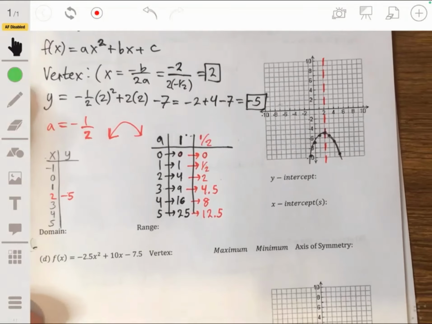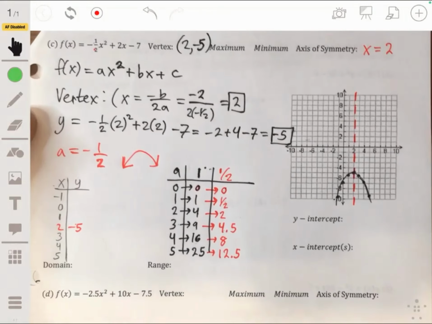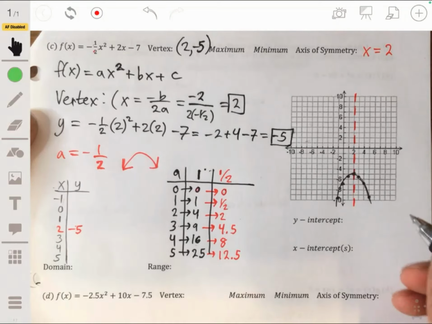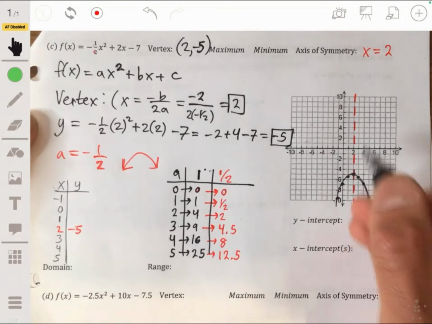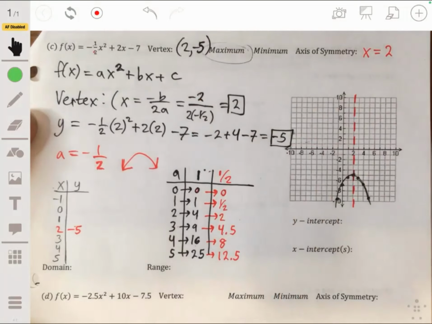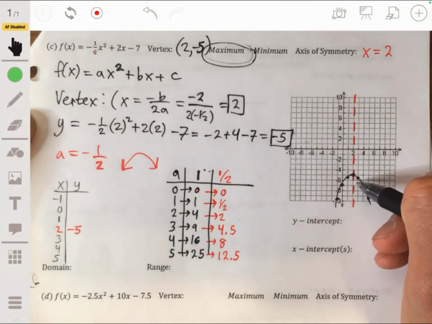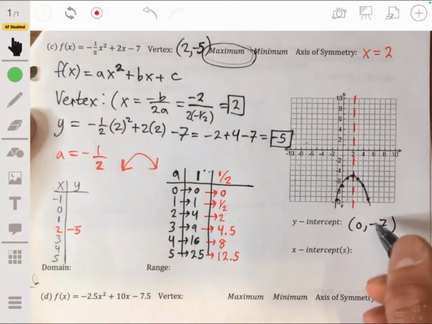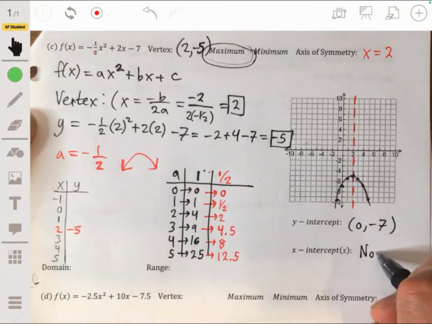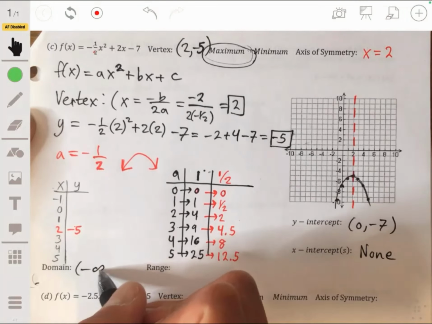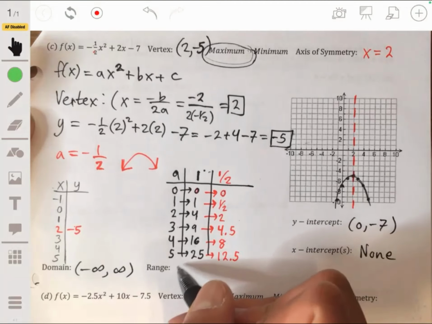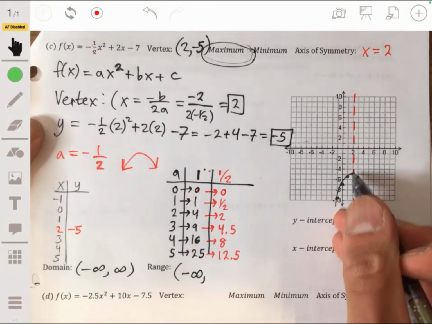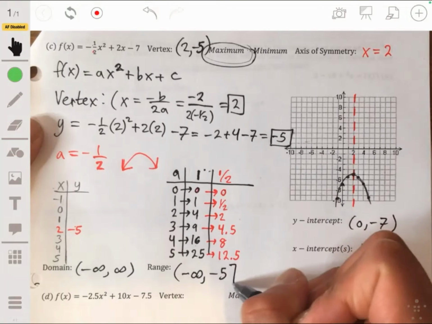Let me zoom out. And if you want to just plug these numbers in, you'll see you'll get those same values. Here, the vertex will be a maximum because it's at the very top. The y-intercept will be at 0, -7. There's no x-intercepts. Domain is -infinity to +infinity. And the range will be from -infinity up to -5.